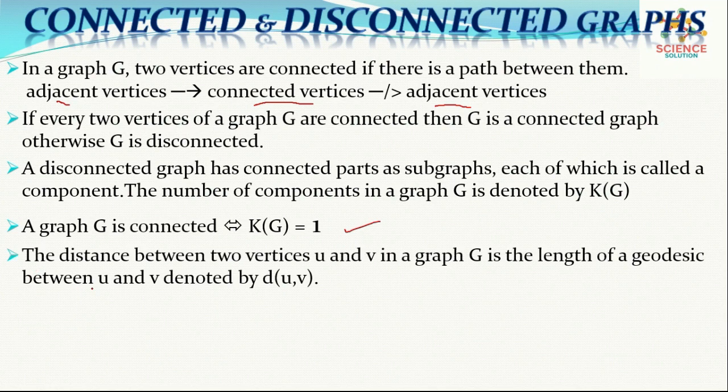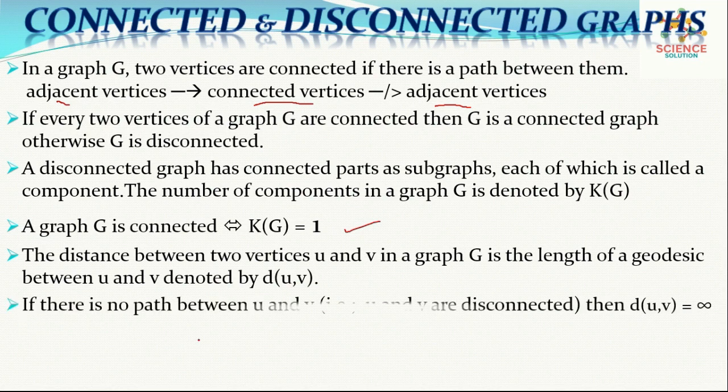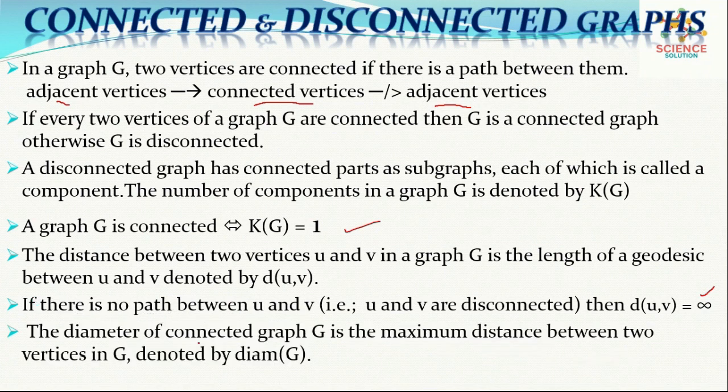The distance between two vertices U and V in a graph G is the length of a geodesic between U and V, denoted by d of U V. If there is no path between U and V, meaning that U and V are disconnected, then the distance between U and V is undefined. The diameter of a connected graph G is the maximum distance between two vertices in G, denoted by diam of G.